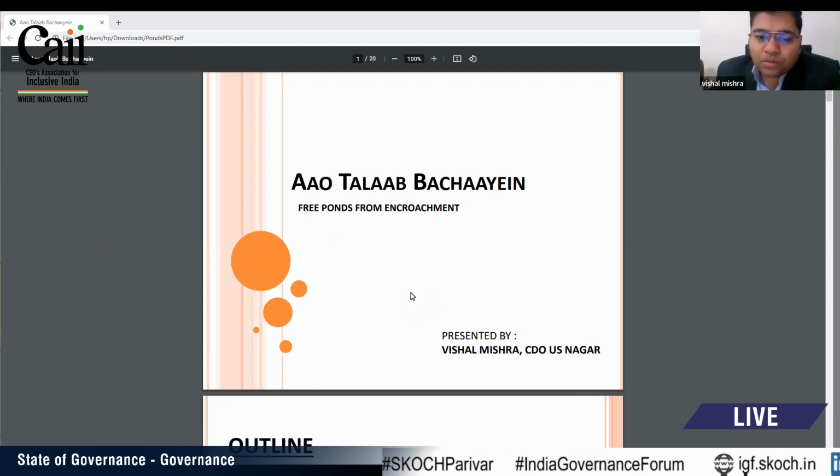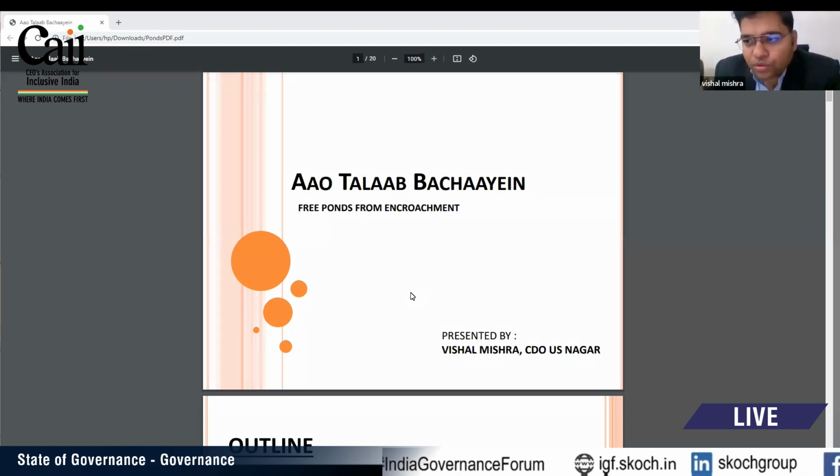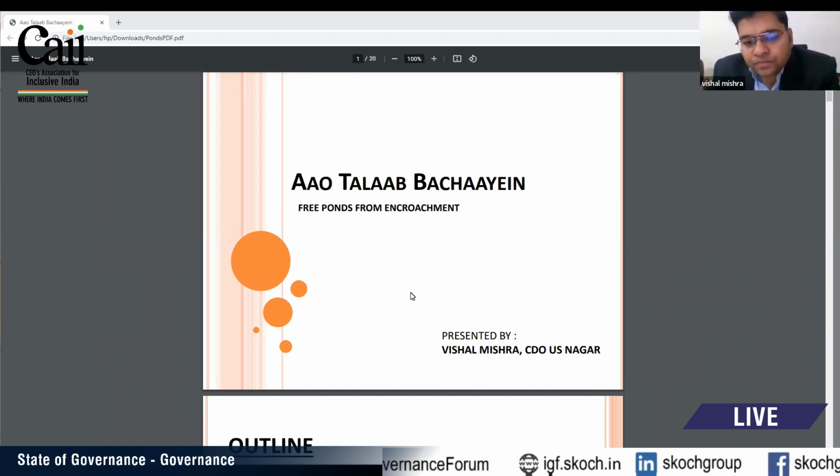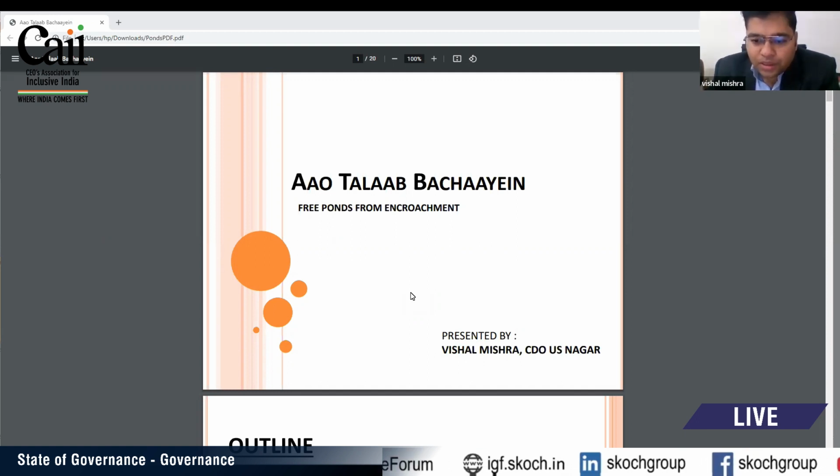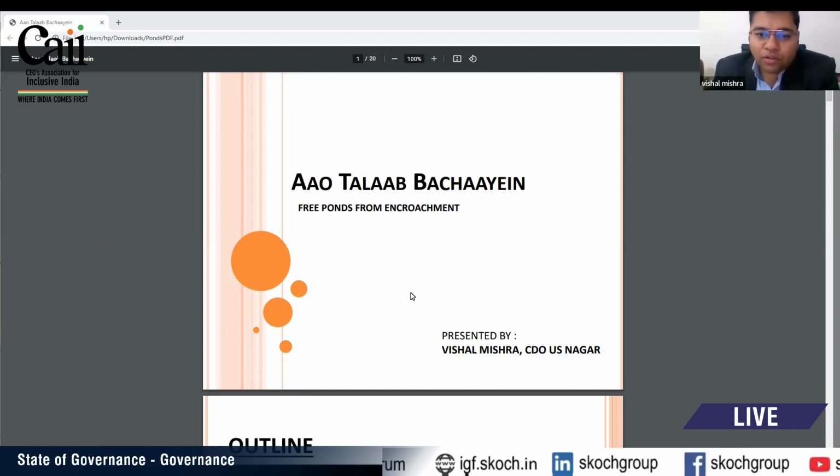So after seeing this, the district administration decided to increase the groundwater through ancient techniques like creating ponds, because this is the easiest technique to recharge the groundwater and to rejuvenate the pond. At the same time, it helps the flora and fauna also.